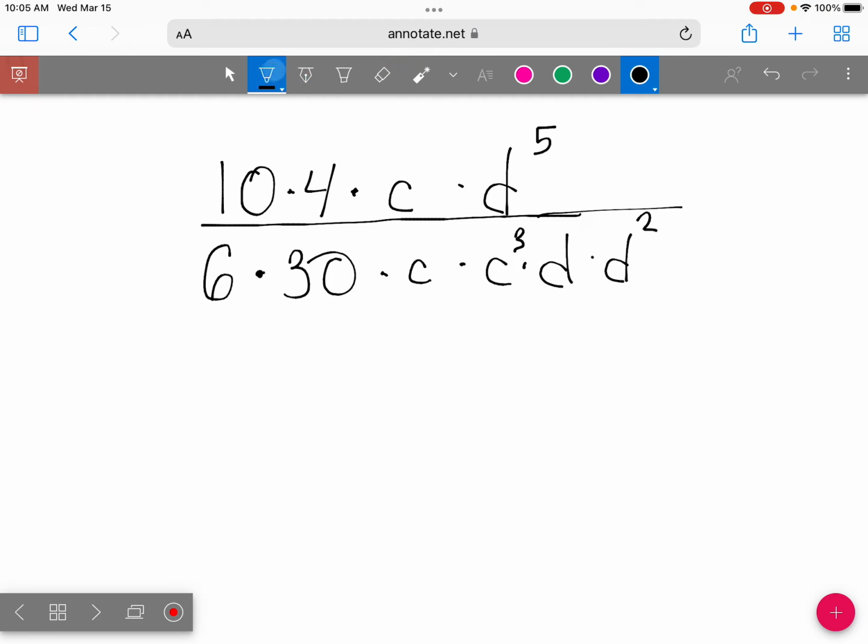And we're going to see what pieces we can cancel out. The C and C. What else we got? Can you do 10 and 30, right? 10 and 30, that's going to simplify down and leave me with a 3 on the bottom. And then 6 and 4, we can divide both by 2. It's going to give me 2 and 3 here.